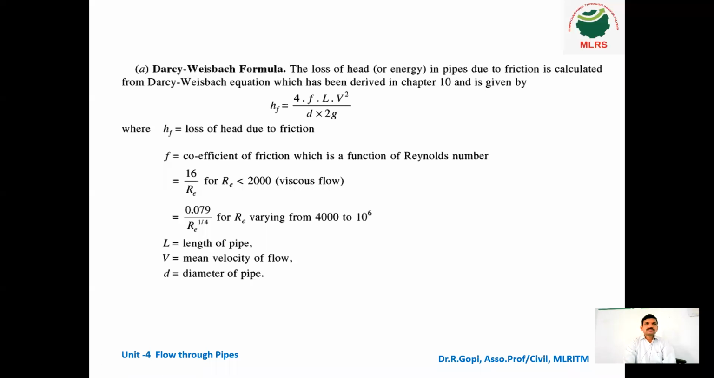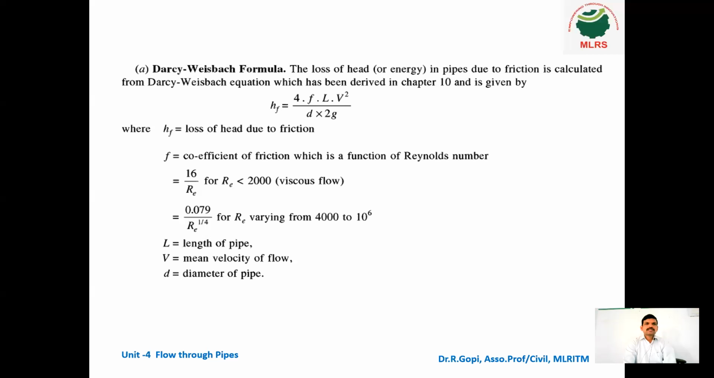Okay, students, as per the Darcy-Weisbach formula, hf is equal to 4fLV squared divided by 2gD. So hf is equal to the loss of head due to friction, that we already saw. And f is the coefficient of friction. If you want f, we need a Reynolds number. Without the Reynolds number, we can't get the f value.